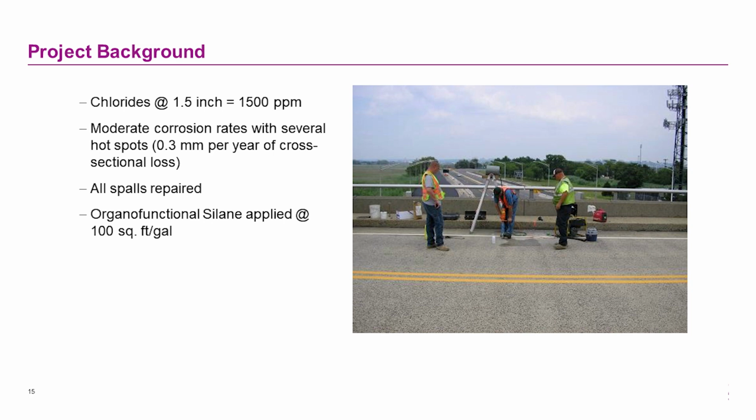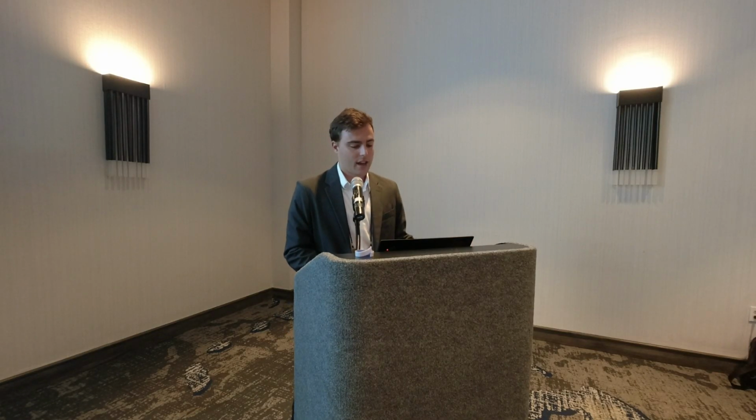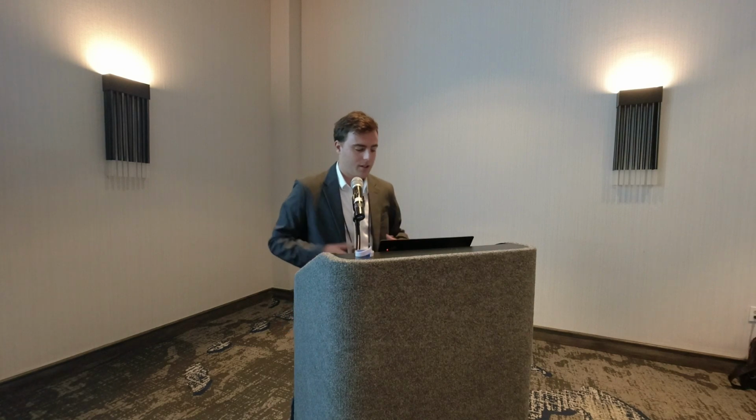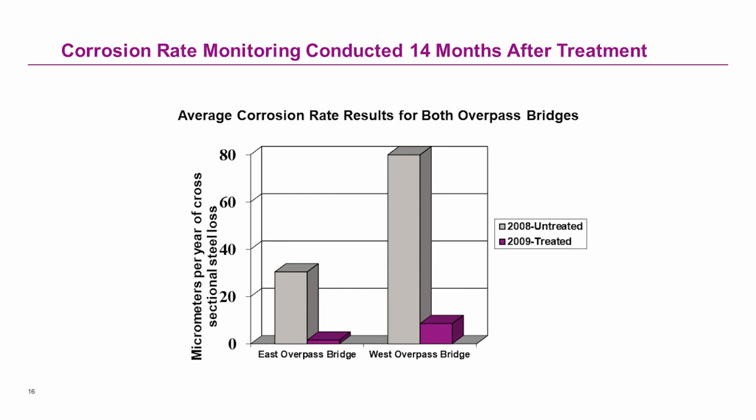evaluated, including several hot spots, again using galvo pulse testing. It was calculated that these measured 0.3 millimeters per year of cross-sectional loss, which is significant. So then all the spalls were repaired, and the organofunctional silane was applied at 100 square feet per gallon on the deck. We came by a year later after it was treated, took the corrosion rate again, and this is the back calculated micrometers per year of sectional loss. And you can see between 2008 when it was untreated and 2009 when it was treated, significant reductions in the corrosion rate.